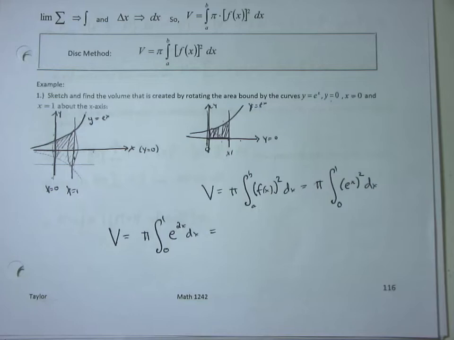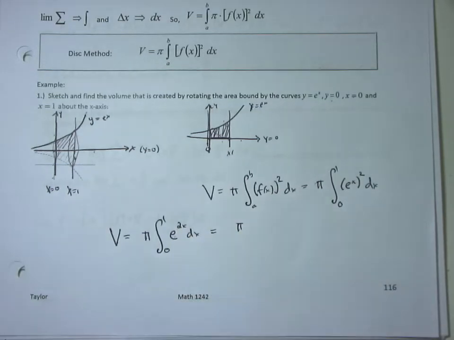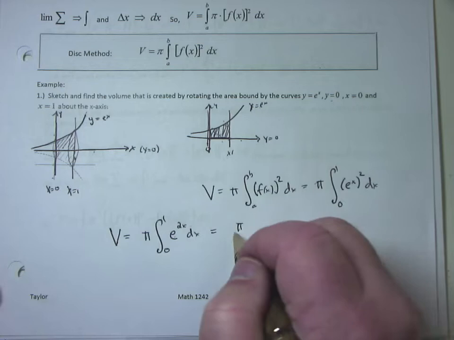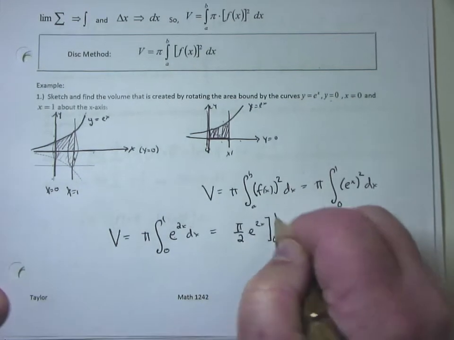Pi is a constant, leave it alone. What is the integral of e to the 2x dx? Well, that's that e to the kx dx thing you're supposed to have memorized. The integral of e to the kx dx is 1 over k times e to the kx. That becomes pi over 2 times e to the 2x, evaluated from 0 to 1.